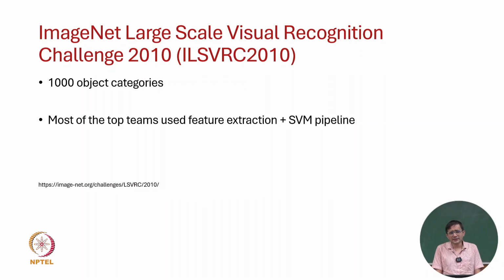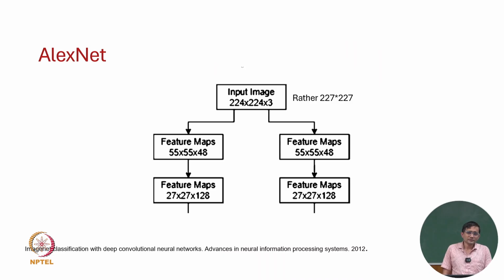And interestingly, for the very first version of this challenge, if we look at the winners, most of the top teams still used a feature extraction plus support vector machine pipeline. However, subsequently, with respect to this specific dataset, CNNs started performing better, and that gave the entire community the push to start using CNN based architectures from then onwards.